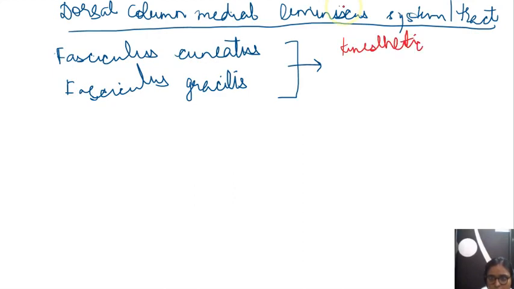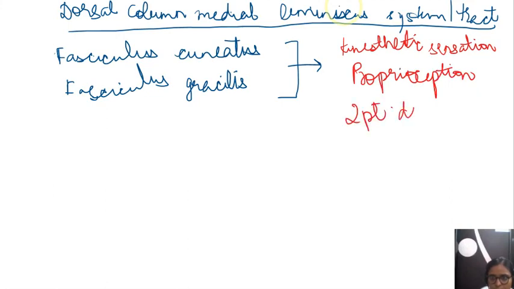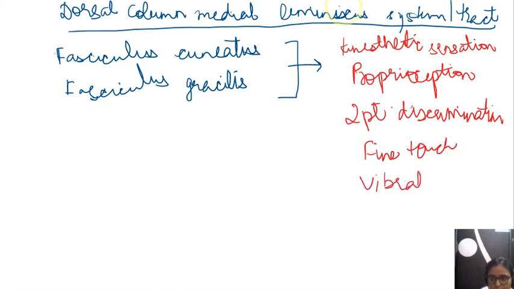You know what is kinesthetic? It is a joint position sense. Fine. Your proprioception, 2 point discrimination, your fine touch, your vibration, and stereognosis. So let's clear out the terms one by one.